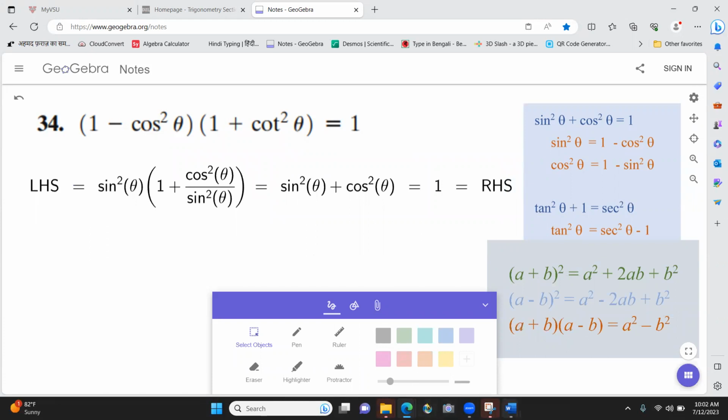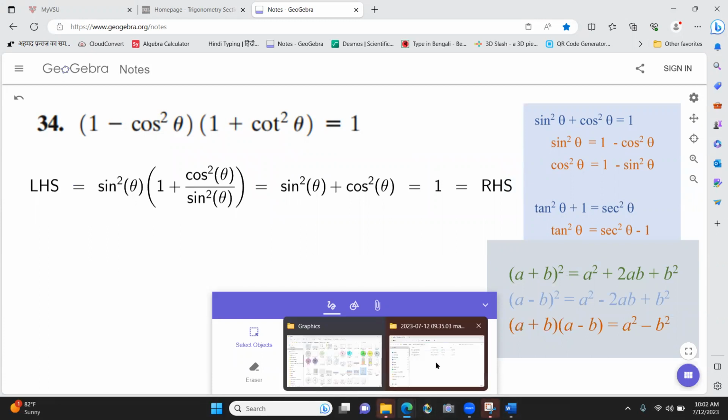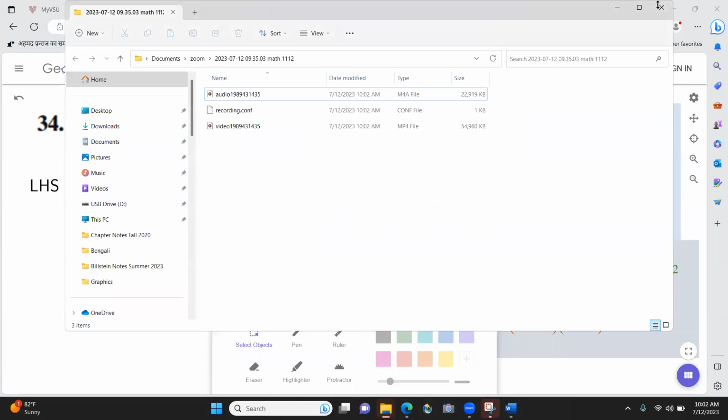I'm going to pause just a little bit, okay, guys? And I'm going to see how my file is doing. All right, it's doing fine.